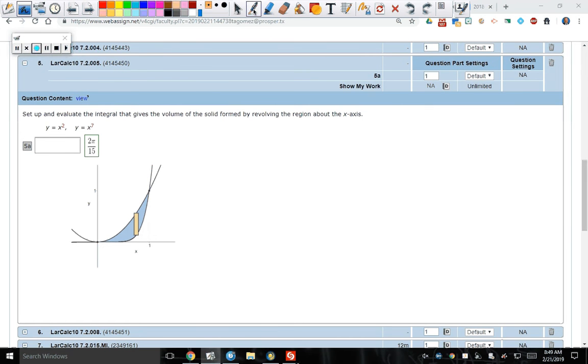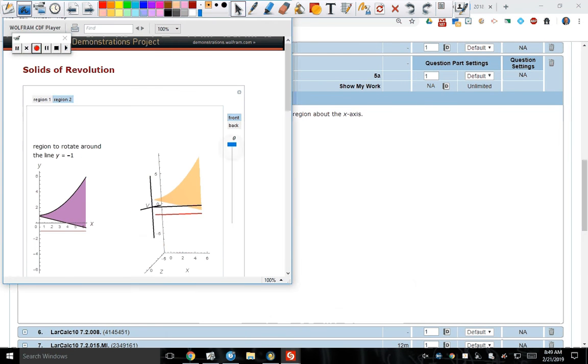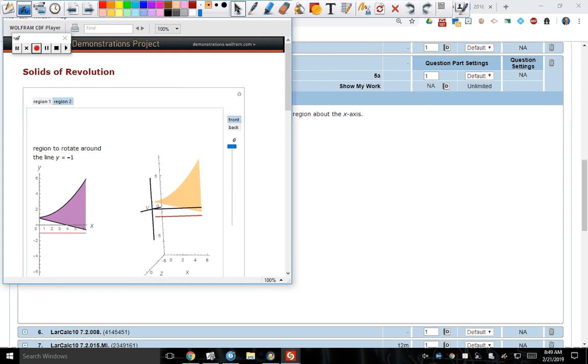Okay, so let's look at number 5. It says, set up and evaluate the integral that gives the volume of the solid formed by revolving around the x-axis. So I know this is a two-dimensional screen, but just like we did with Desmos, you're basically going to pull this area out where it does revolve, similar to the one that we did over here, right here. You're going to pull it out of the page, and it'll rotate accordingly as far as what we showed in class, okay?